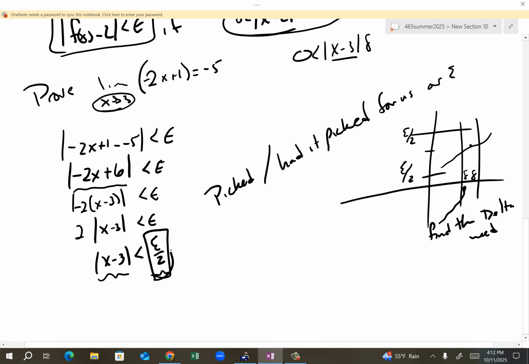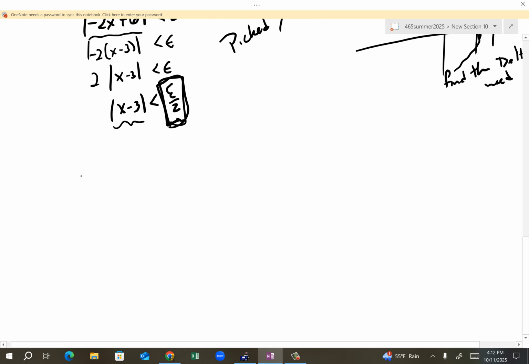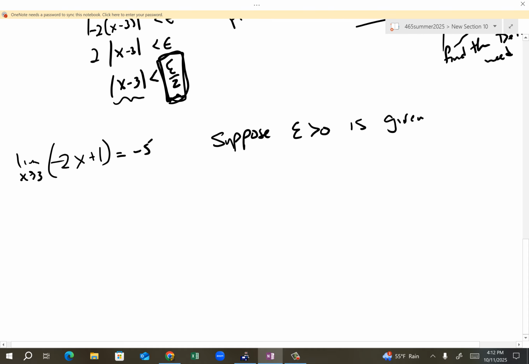But it's going to be based on this thing right here. Okay? So remember, we are trying to prove this is true. So we're trying to prove that the limit of 2x plus 1 is equal to negative 5. So suppose, this is what we were told in the formula, suppose that epsilon greater than 0 is given. In other words, we already know that this is true, right? That comes from the formal definition of a limit, okay?